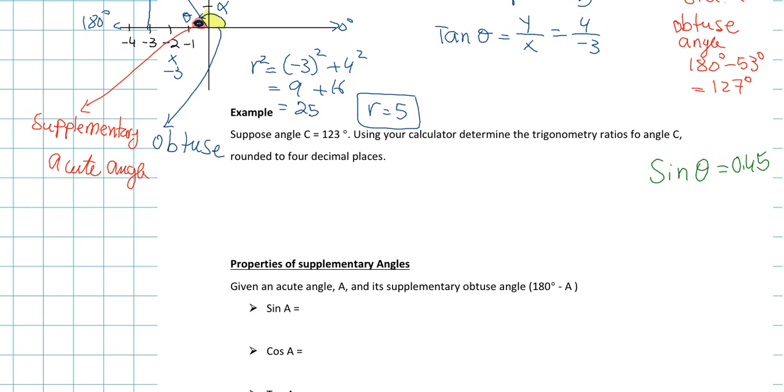0.45. Sine inverse. 27 degrees. That's one answer, and you get 1 mark for that. The second mark is going to be finding me the supplementary obtuse angle, which is 180 minus 27. So these are the two answers that I'll be looking for.